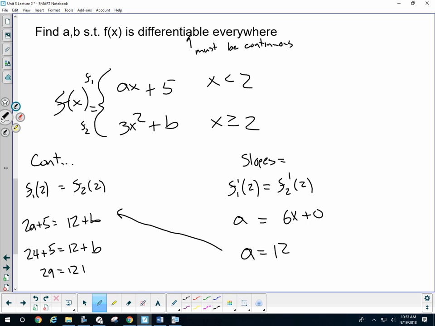29 equals 12 plus b. 29 minus 12 is 17. So I get a is 12 and b is 17. Okay, so plugging that into this piecewise function will ensure that the two pieces meet up and the slopes would be approaching the same value.